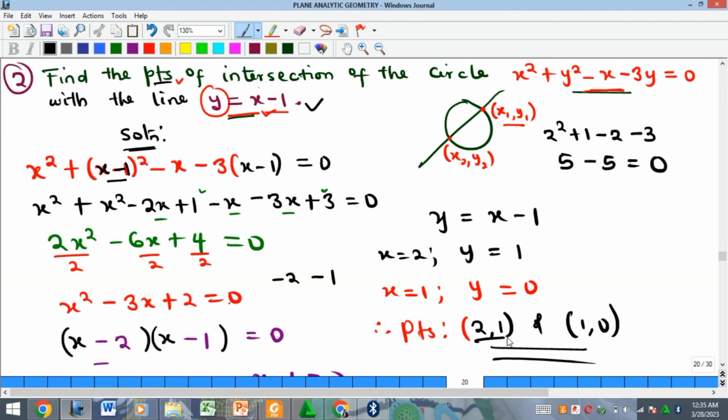If we put the same point into the line, is it going to be true? Our y is 1, equal to x, which is 2, minus 1. And of course, this is true: 1 is equal to 2 minus 1. So you see, even when you try it with the second point, it will be true for the equation of the circle, and it will also be true for the equation of the straight line.